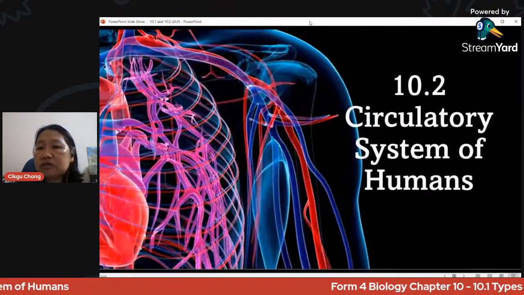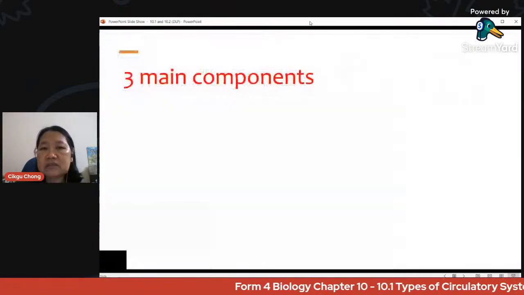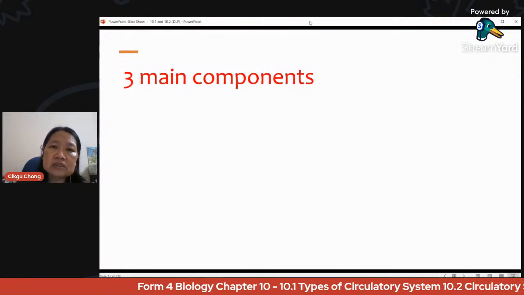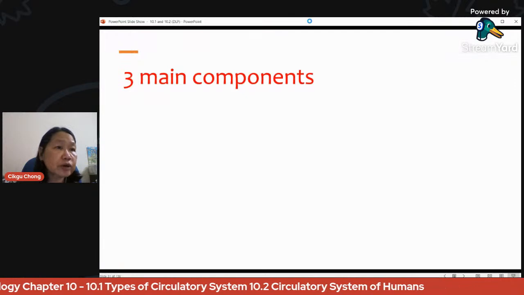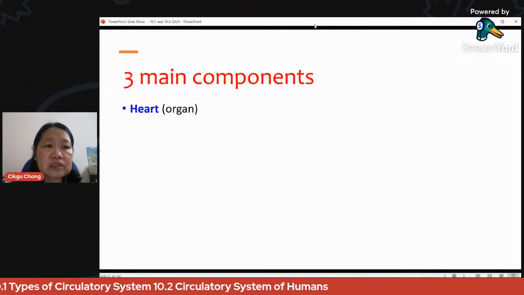Now let's go on to 10.2. In 10.2, we look at the components of the blood circulatory system of humans. So we're now very specific, we're going to humans. There are 3 components here.